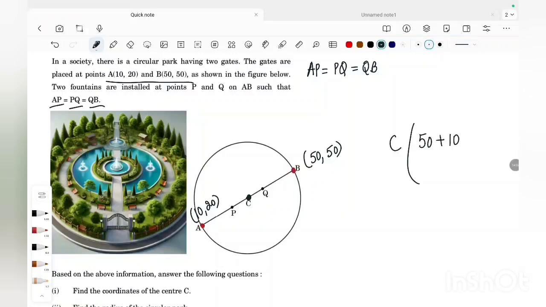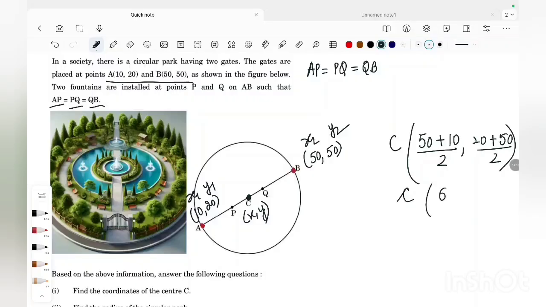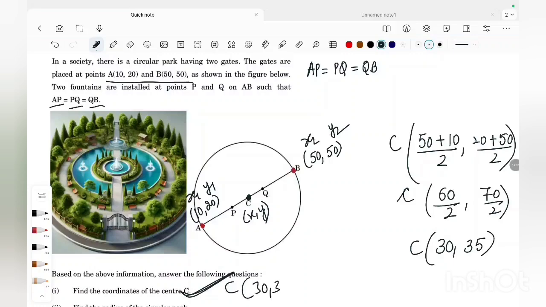What will you get? x1 plus x2 upon 2, y1 plus y2 upon 2. Done. This is your x1, this is your y1, this is your x2, this is your y2. You will calculate x, y. C coordinate: 60 upon 2, 70 upon 2. So C coordinate is 30, 35. Done with the first part. C coordinate is 30, 35.